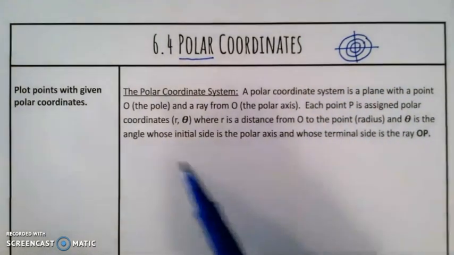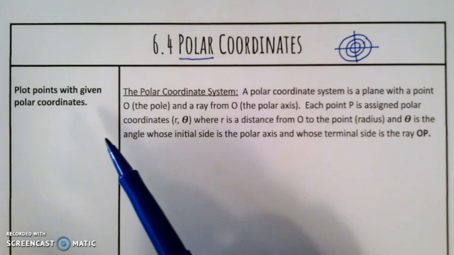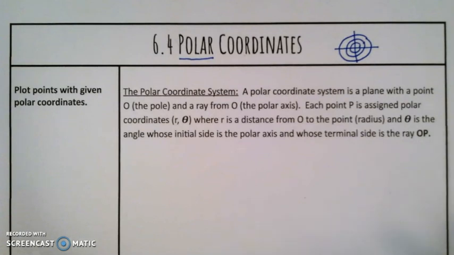Okay. So looking at our first definition, our goal is to plot points with given polar coordinates, so we need to know what polar coordinates are. The polar coordinate system is a plane with a point O called the pole and a ray from O called the polar axis. Each point P is assigned polar coordinates (r, theta), where r is the distance from O to the point, which is the radius, and theta is the angle whose initial side is the polar axis and whose terminal side is the ray OP.